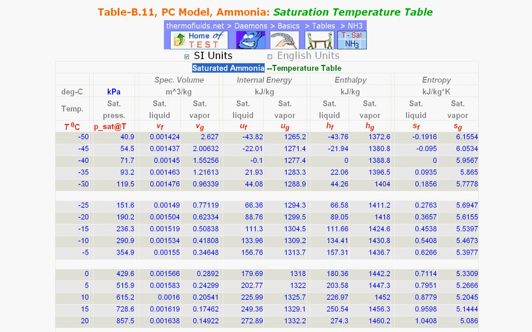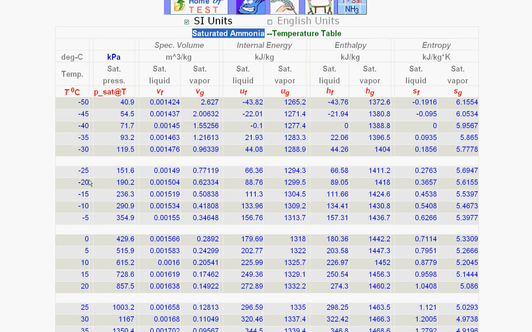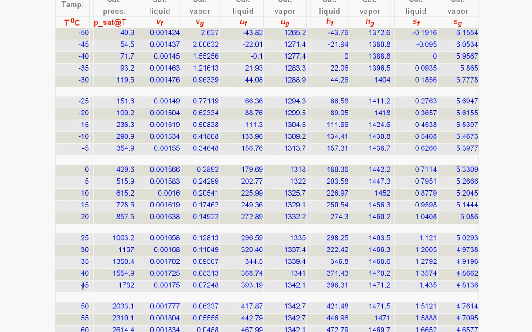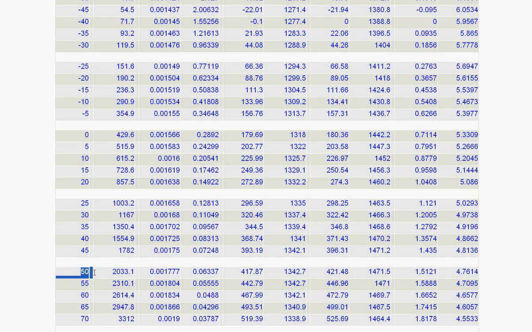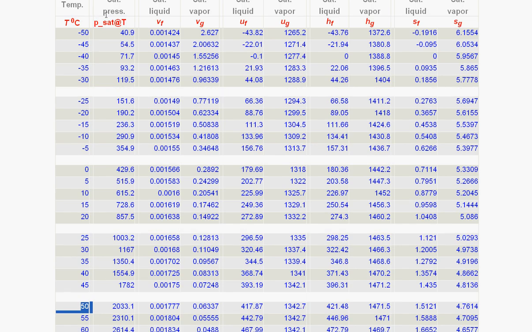In our last video we worked with saturated ammonia, so hopefully you can see some similarities between the values we used in that video and the values I'm going to be working with in this video. So for instance, let's say I wanted to look at what saturated ammonia is at 50 degrees Celsius. Well, I'll just scroll down to 50 degrees. And it says its pressure is 2033.1 kilopascals.